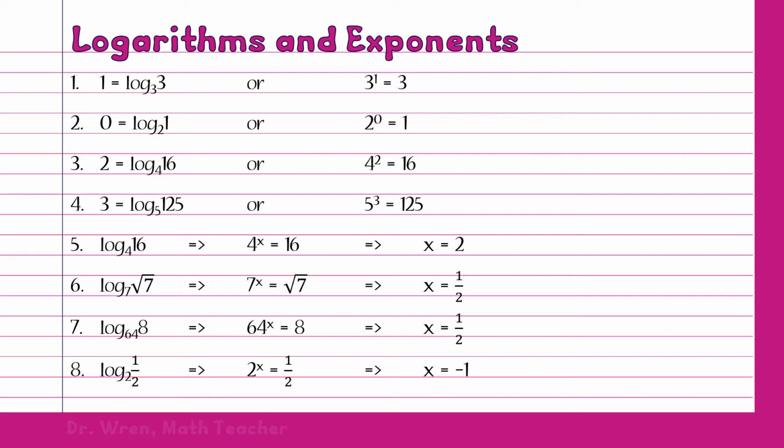In the last four examples, we can use the relationship between logs and exponents to solve for the exponent. Log base 4 of 16 is the same as 4 to some power x equals 16, which is x equals 2. Log base 7 of the square root of 7 is the same as 7 to some power x equals the square root of 7, which is x equals 1/2. Log base 64 of 8 is the same as 64 to some power x equals 8, which is x equals 1/2. And log base 2 of 1/2 is the same as 2 to some power x equals 1/2, which is x equals -1.